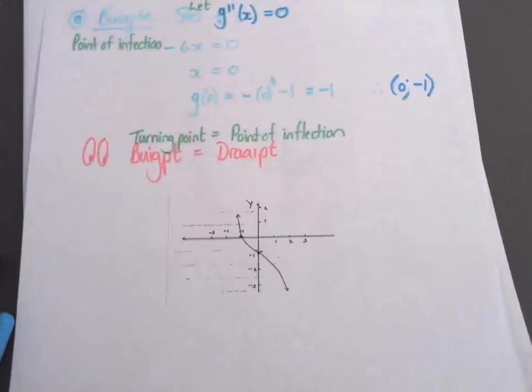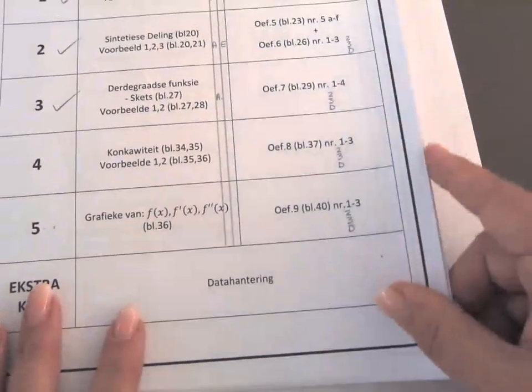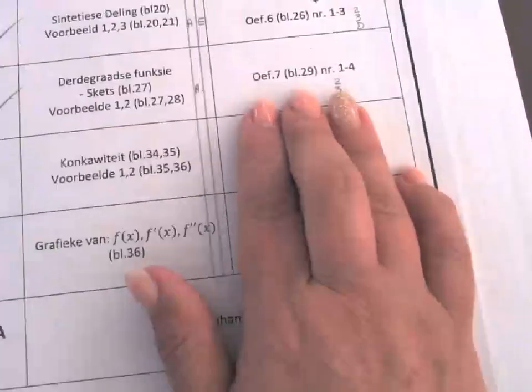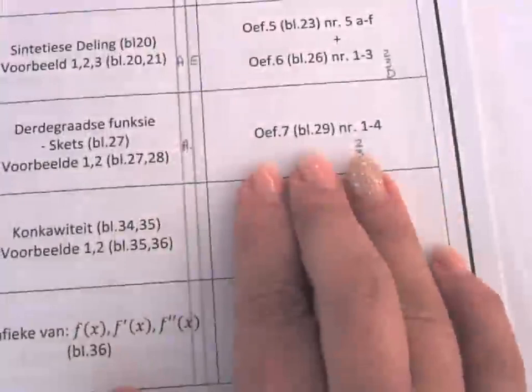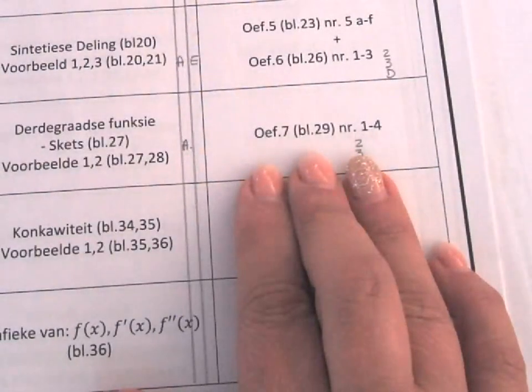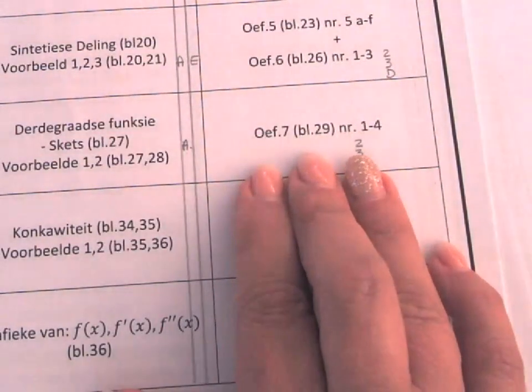Alright, that concludes our lesson for today. Your homework for tomorrow is exercise 7, page 29, number 1 to 4. Don't leave it for after dinner. Start early.